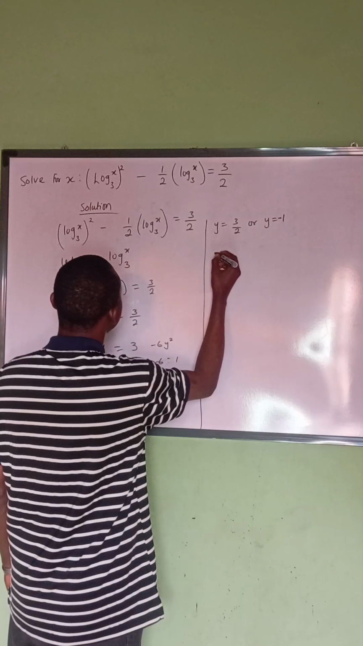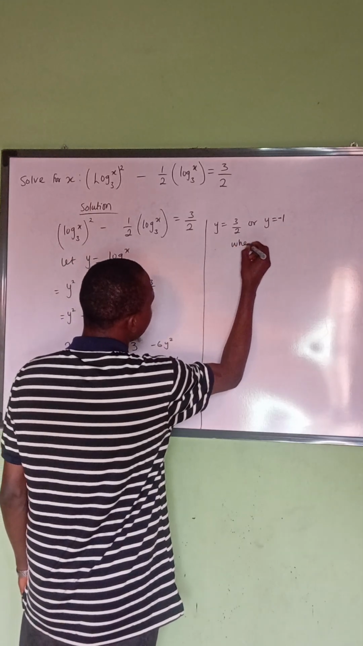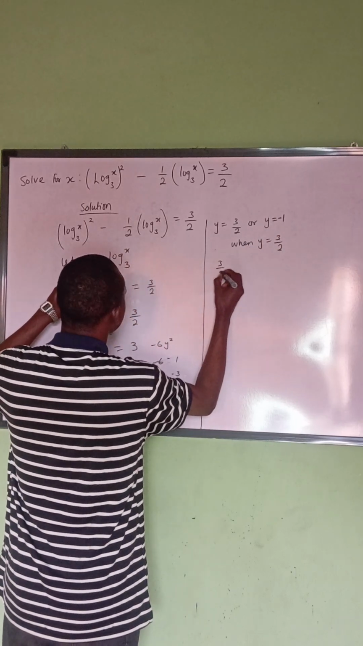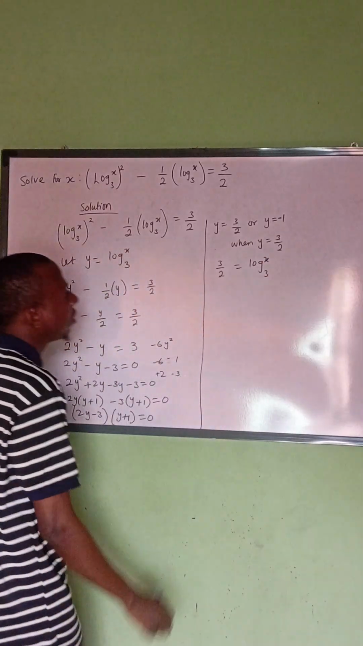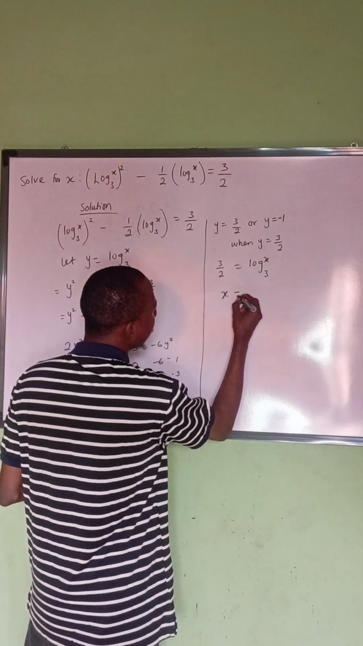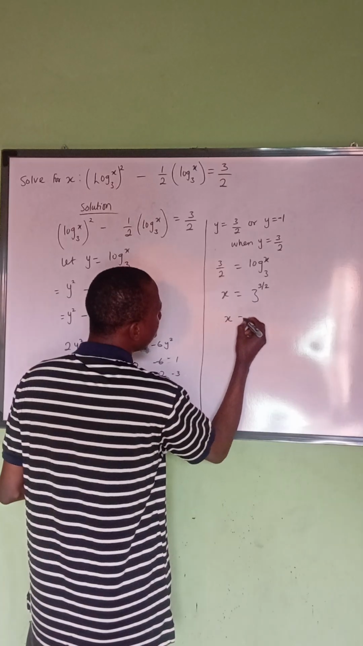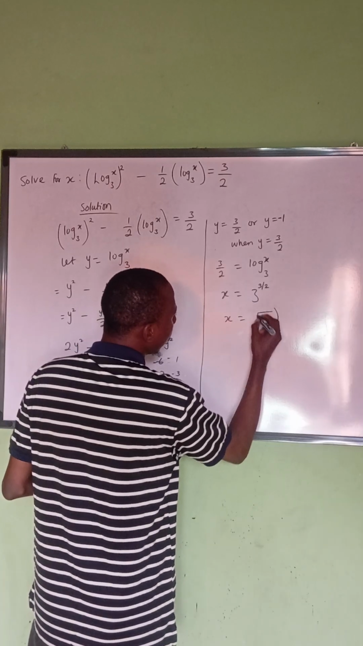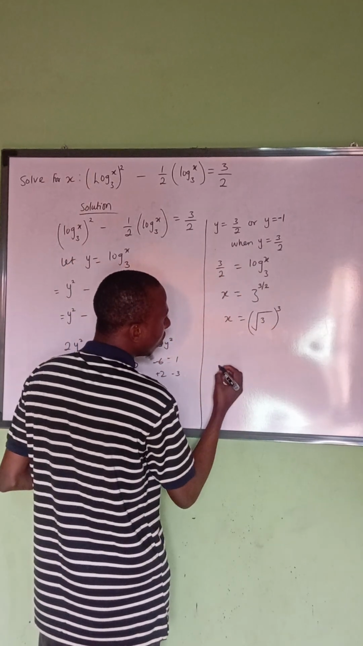Now when y is equal to 3 over 2, let's substitute. That will be 3 over 2 is equal to log x base 3. Now we can change this to indices form, which is x is equal to 3 exponent 3 over 2. So x will now be equal to the square root of 3, all raised to power 3. So this is the value of x.